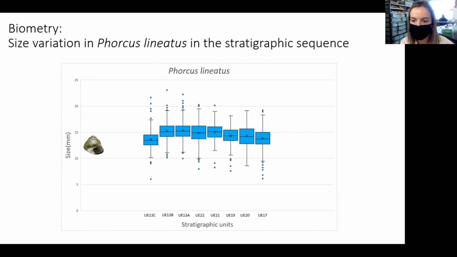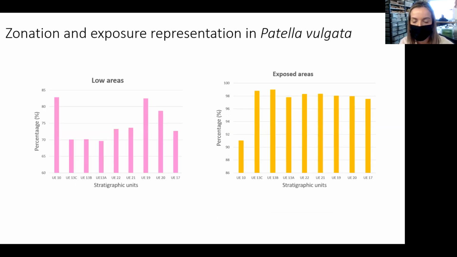This pattern contrasts with the results from other sites like El Mazo, where a similar trend in shell size through time has been recorded. Therefore, further research must be conducted on that question in order to explain the different pattern between the 2 sites.